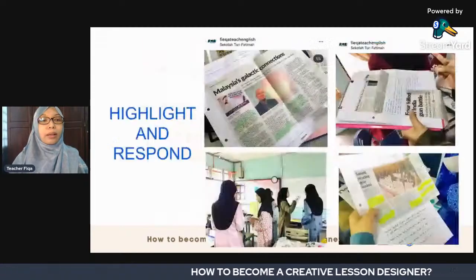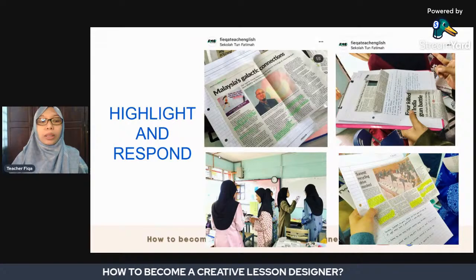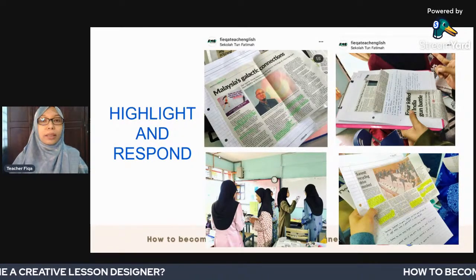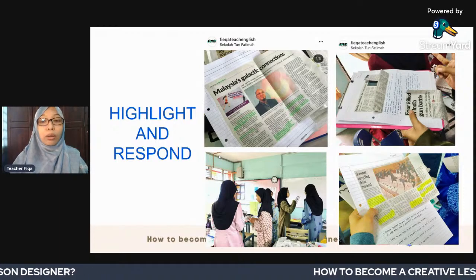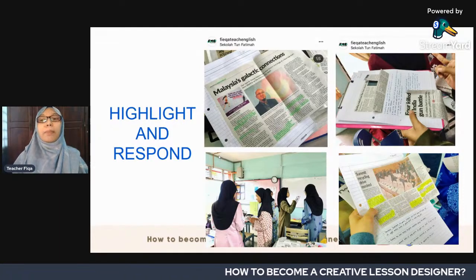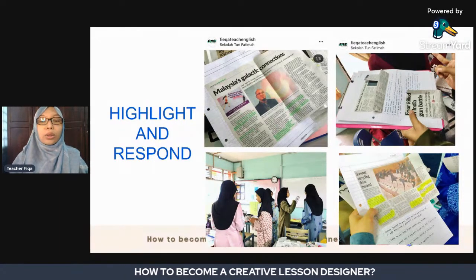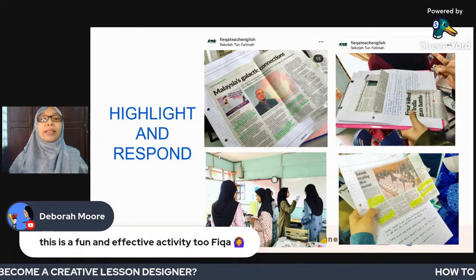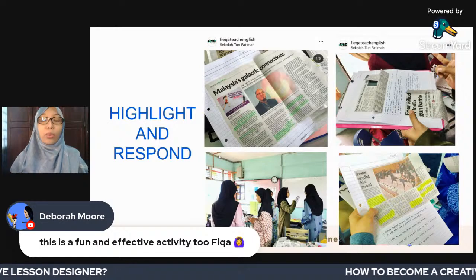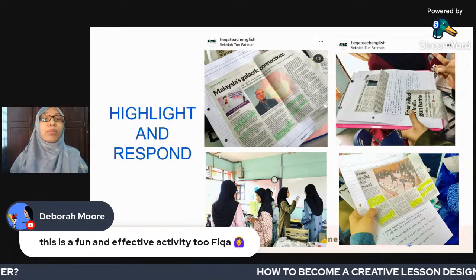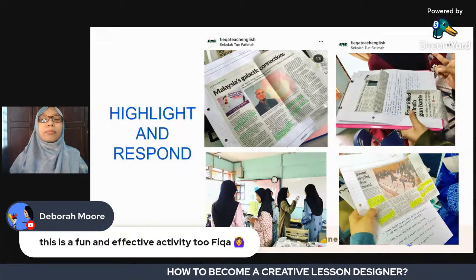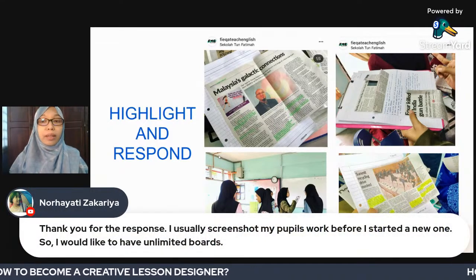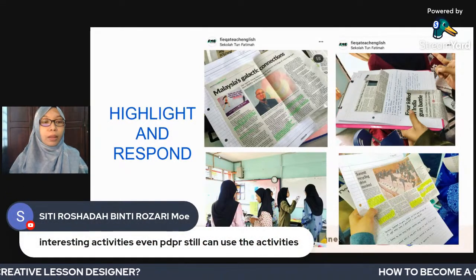Okay, next one, highlight and respond. Students need to highlight 3 main ideas in the newspaper article and they have to write a short response by expressing their opinion about the issues discussed in the article. Then they have to share the findings with their classmate, and by doing this, I think we can improve their speaking skill. At the same time, we can expand students' general knowledge when they read the newspaper article.